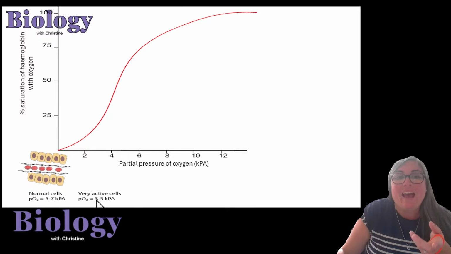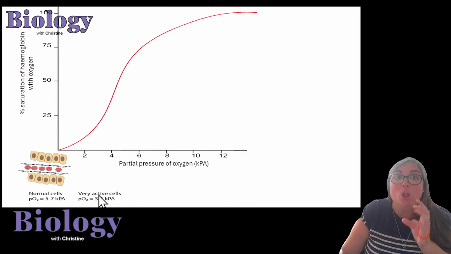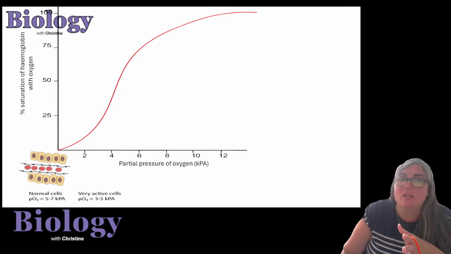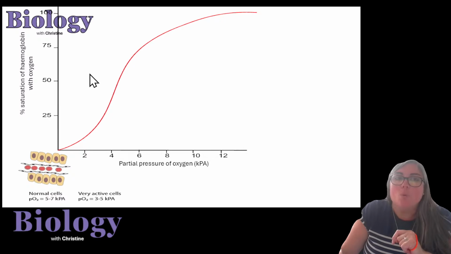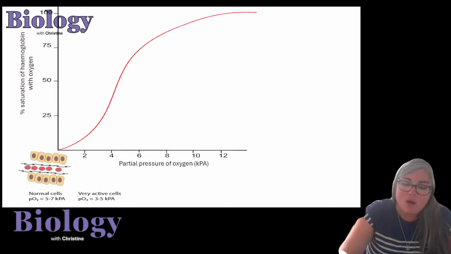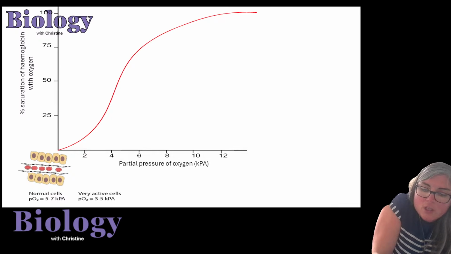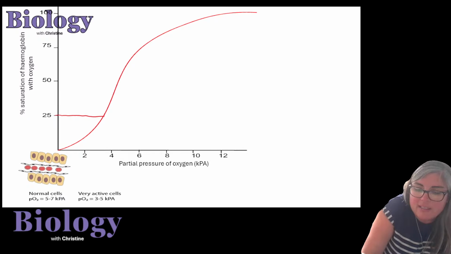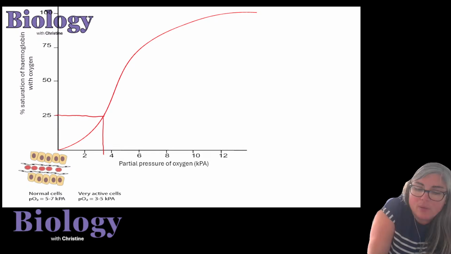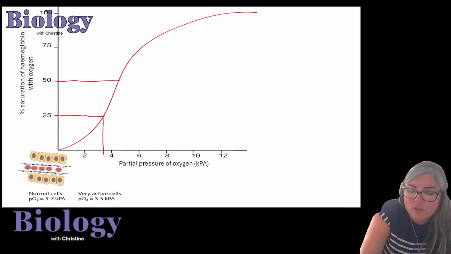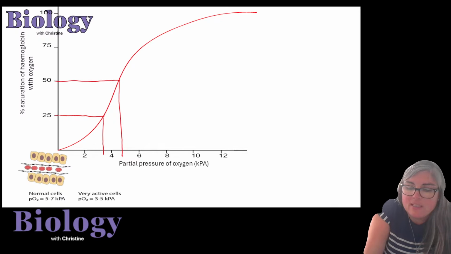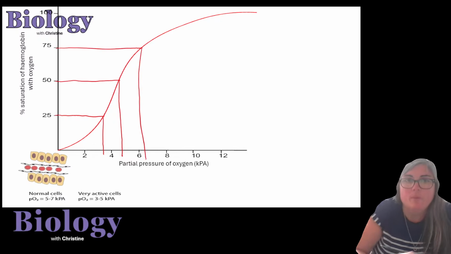When I'm very active, when my cells are doing lots of aerobic respiration, that partial pressure is going to be 3 to 5 kilopascals. So when I read my dissociation curve, what I'm looking at is, okay, if I were 25% saturated, what would that partial pressure be? If I were 50% saturated, what would that partial pressure be? 75% saturated, what would that partial pressure be?